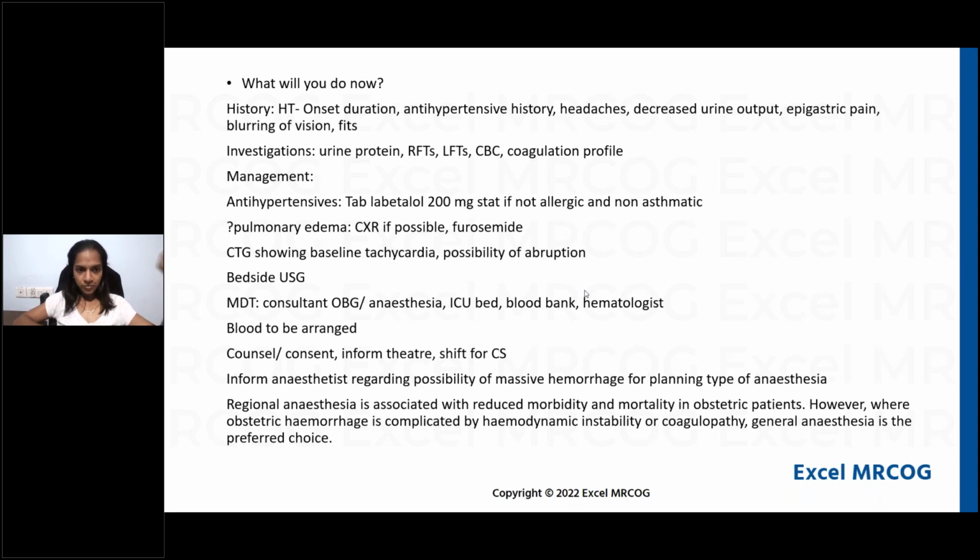Investigations: urine protein, renal function test, liver function test, complete blood count, coagulation profile, and blood for cross matching, which is very important because she's having bleeding. Management would be antihypertensives. You would give her the immediate management of any hypertensive crisis or high blood pressure, as per NICE guidelines, now you can use your guidelines, is tab labetalol 200 milligram stat if she's not allergic and she's not asthmatic. Okay. If she doesn't respond to that 200 milligram, you can repeat after half an hour. If no, then you resort to IV. Okay, so this is what you need to do.